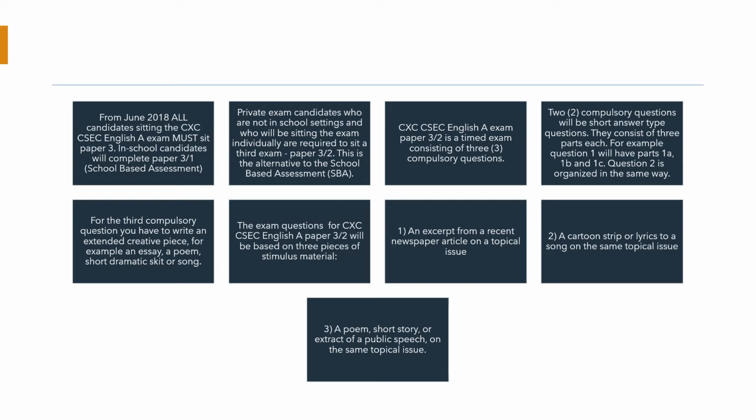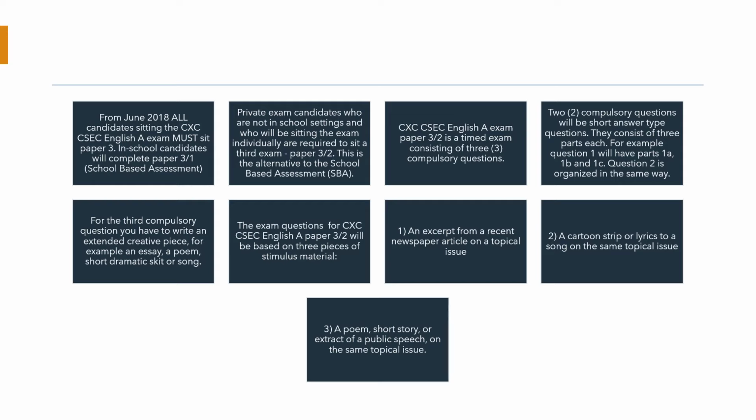2 compulsory questions will be short answer type questions. They consist of 3 parts each. For example, question 1 will have parts 1A, 1B, and 1C, and question 2 will have 2A, 2B, and 2C. Now, for the third compulsory question, you will have to write an extended creative piece. For example, you could write a poem, a short dramatic skit, a song, or an essay.